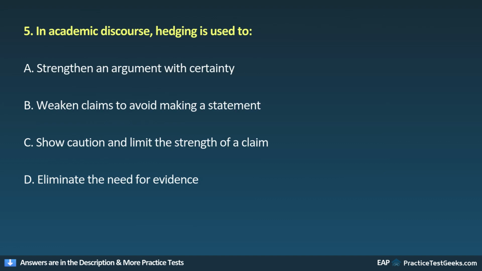5. In academic discourse, hedging is used to A. Strengthen an argument with certainty. B. Weaken claims to avoid making a statement. C. Show caution and limit the strength of a claim. D. Eliminate the need for evidence.